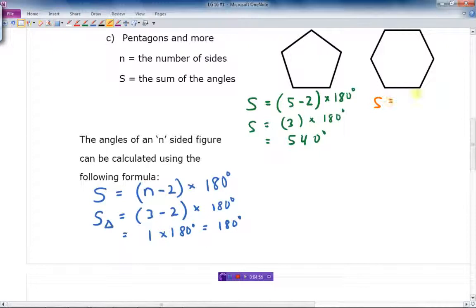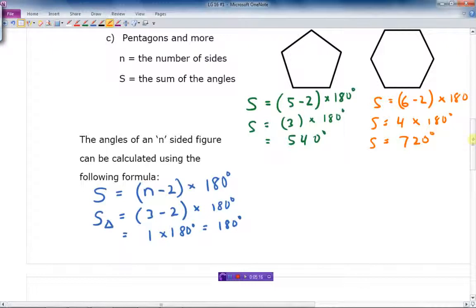Similar with a 6-sided figure, same idea: 6 minus 2 times 180, and that's going to be 4 times 180, which equals 720 degrees. So I can do this with any shape. It could be 10-sided, 11-sided, 55-sided, doesn't matter. Just a quick little formula which can be helpful.